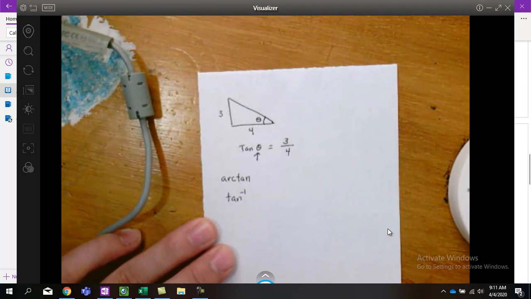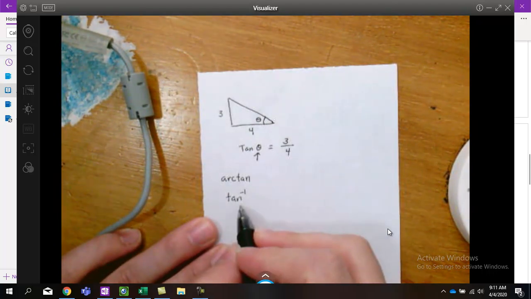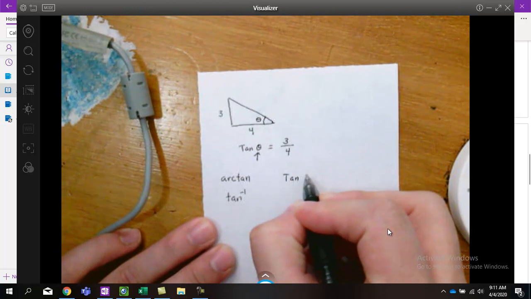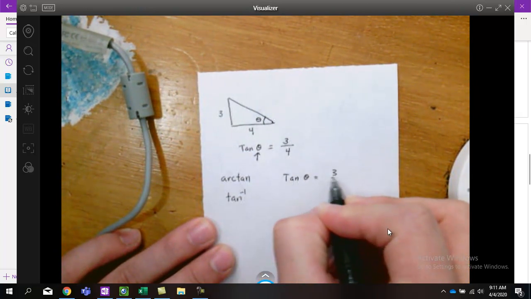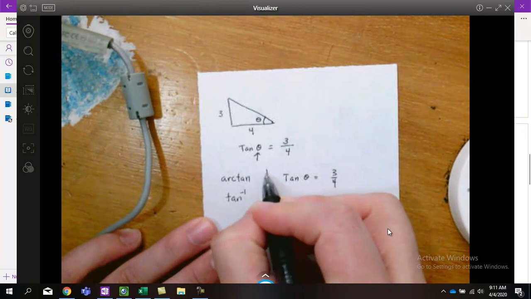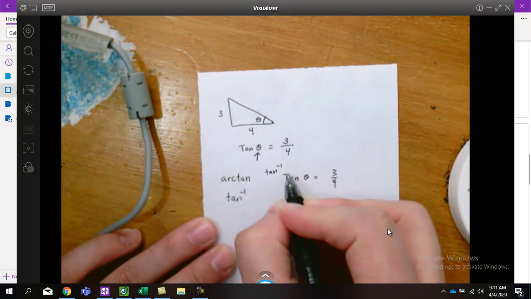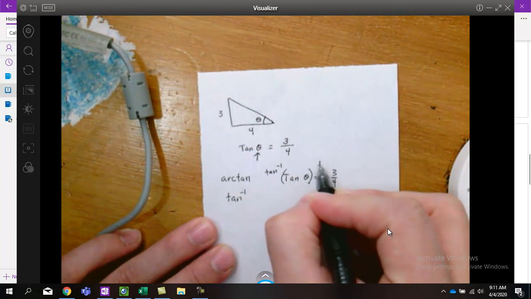So what we're going to do now is we're going to apply this rule. If we have the tangent of theta equals 3 over 4, we're going to take the tangent inverse of both sides.